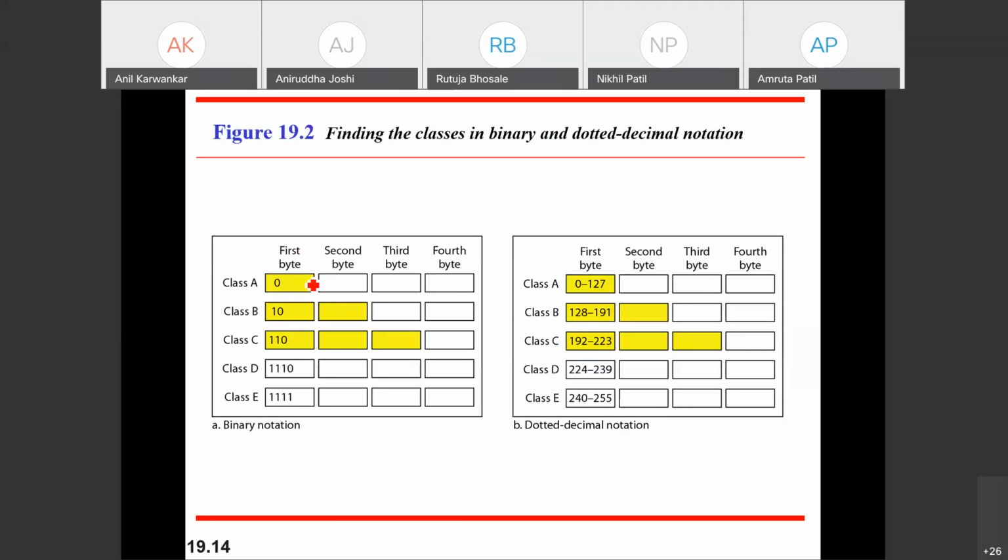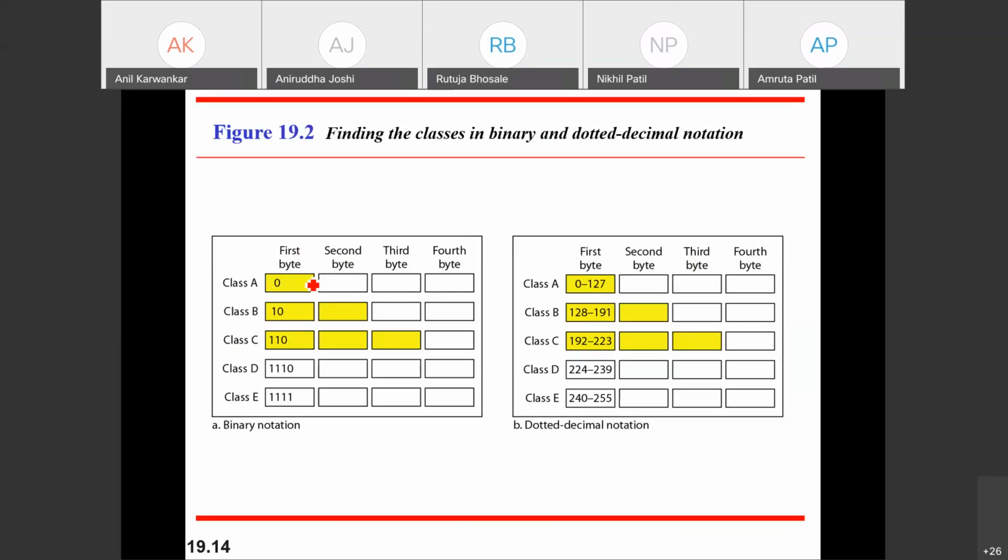For the class D configuration, if the first 4 bits are 1110, then it's a class D type of IP addressing scheme. If the first 4 bits start with 1111, then it defines class E. The range for class E will be 240.0.0.0 to 255.255.255.255. This is known as classful addressing.